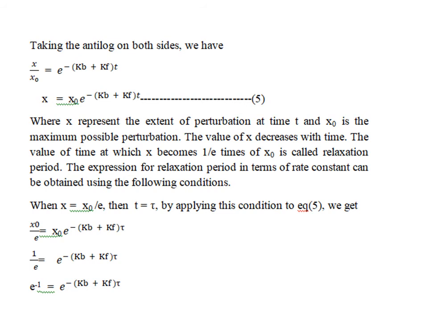x naught from the left hand side is taken to the right hand side and it will divide. Then 1 over e will be equal to x naught and x naught will be cancelled out. This will be equal to e raised to the power minus (kb plus kf) into tau. Or we can write 1 over e as e to the power minus 1, that is equal to e raised to the power minus (kb plus kf) into tau.